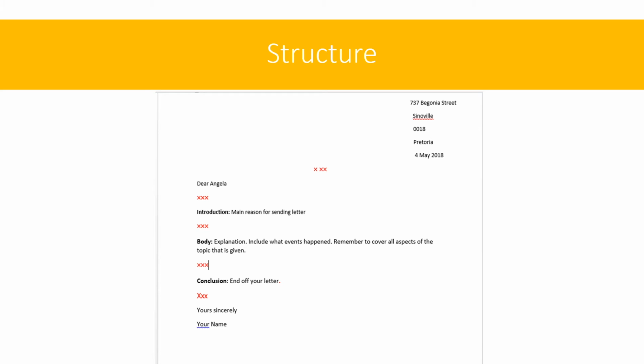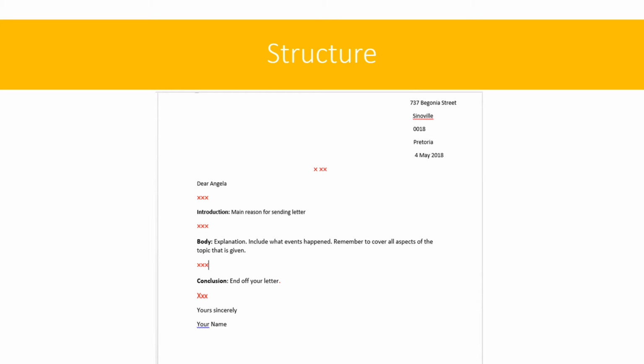Then you will have the date that you wrote this letter. Very importantly over here, you will see that I've highlighted three X's in red. That means you need to skip a line. So you skip a line after writing your address line on the right-hand side, and directly to the left, you will start with dear whoever you are writing this letter to. Then you skip a line. You start off with the introduction.